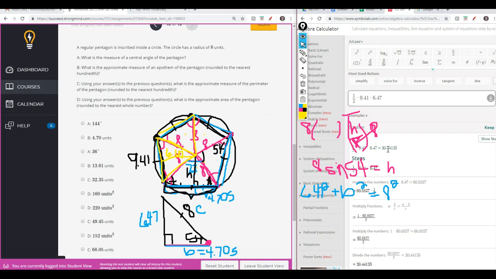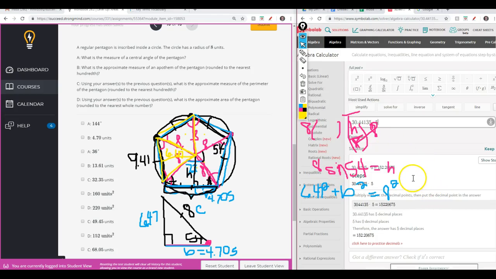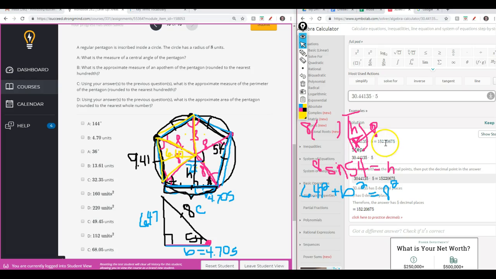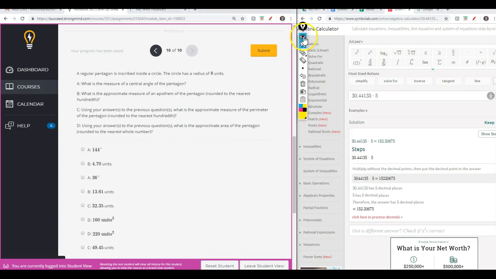and that is going to give us 30.44, and that is just for one of those triangles. So I'm going to type in 30.44135. I'm pulling it from right here, the answer to our last question, and I'm multiplying it by 5 because we have 5 of those identical triangles. So this comes out to be 152.2, and it's wanting it rounded to the nearest whole number, so this will be 152 units squared. So that's how I would answer this question. It's very similar to the previous one, just that it has the regular pentagon instead.